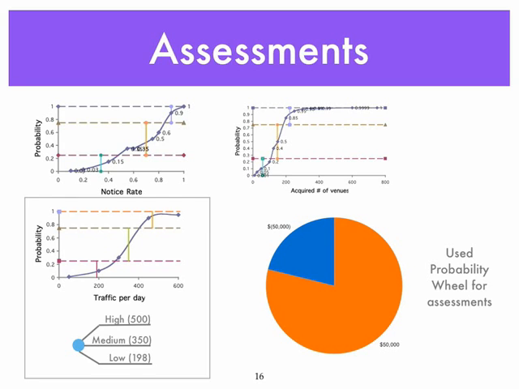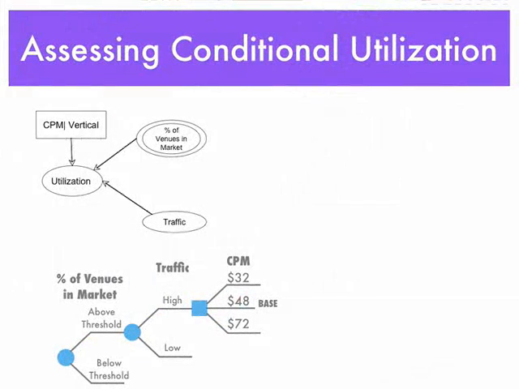And so we did 3 assessments of the 3 major uncertainties: the notice rate, traffic, and the acquired number of venues using the probability wheel. It took some time, but we were able to then discretize it and use it in our assessments. But the real interesting part was in assessing the conditional distributions on utilization. And this was the part of the decision diagram you saw earlier. So you had the decision on the CPM, the number of venues, the percentage of venues that you've acquired in the market, and the traffic.